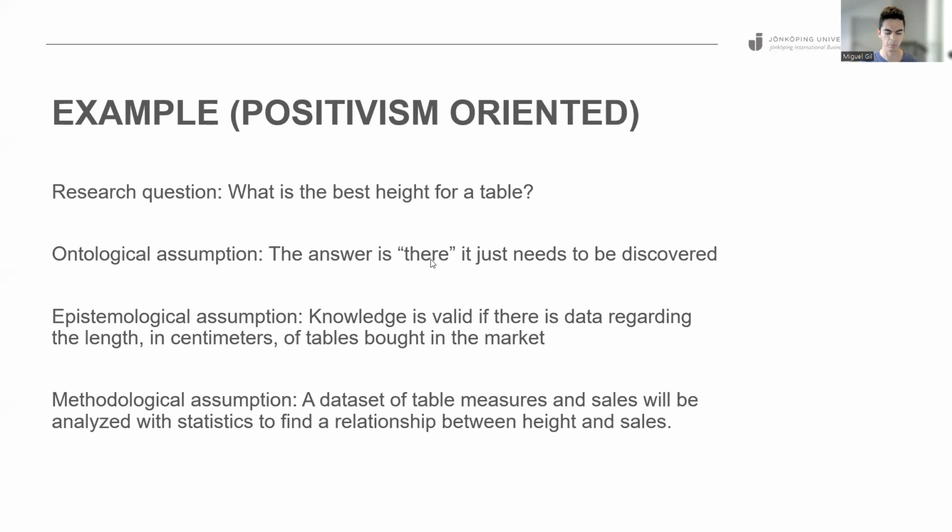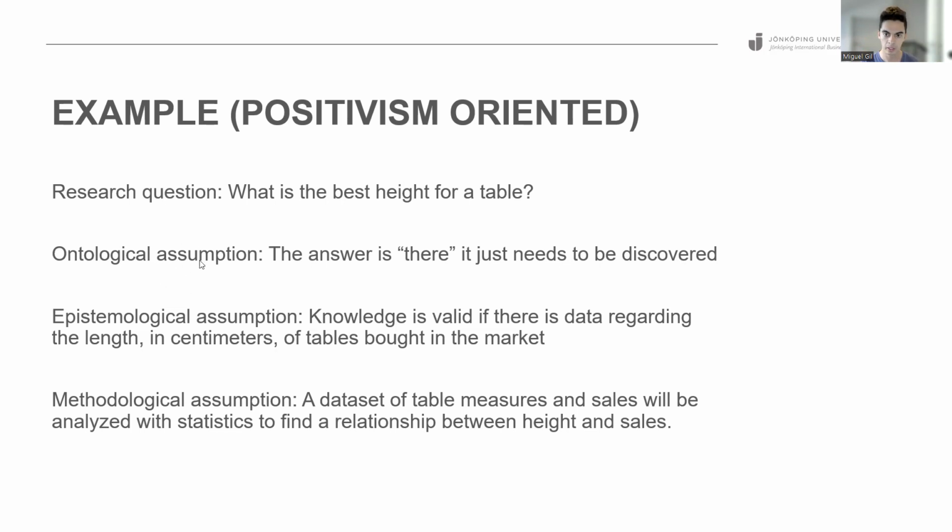But I also have two examples here. One is a very practical example, when we are thinking about tables in the industry. So the research question from a positivist paradigm regarding tables in the industry can be, what is the best height for a table? If you think about that question, the ontological assumption is that the reality we want to study already exists in there. The ideal height for a table exists in there. I just need to do tests. I just need to collect data, and I will discover the answer.